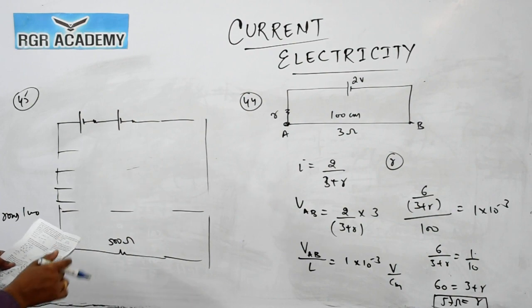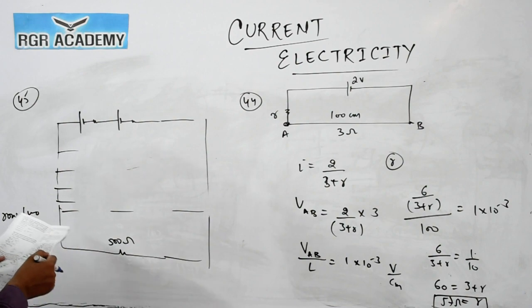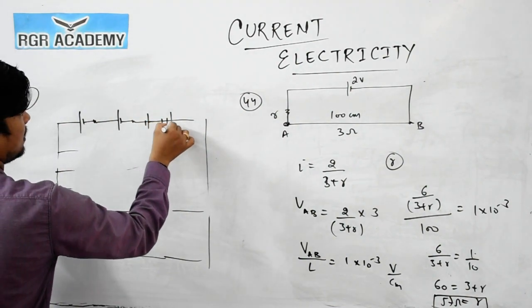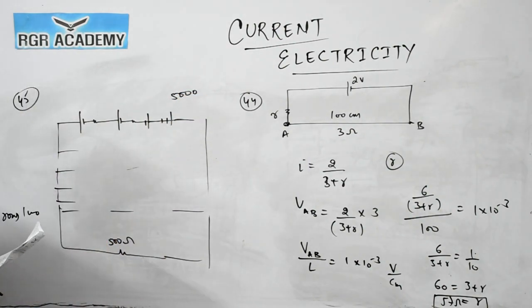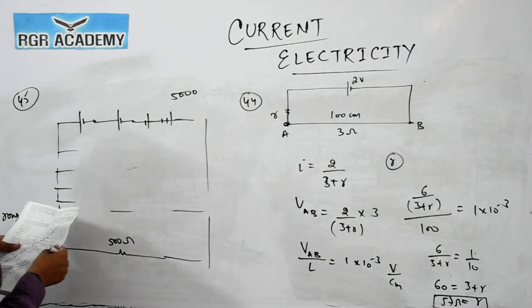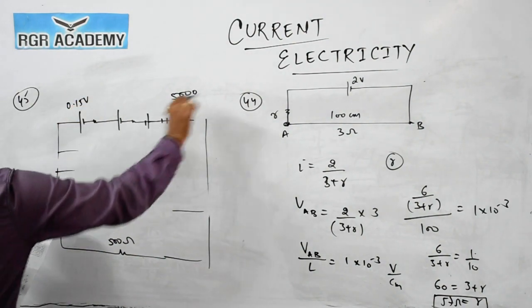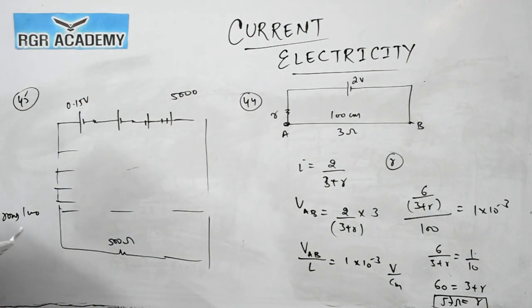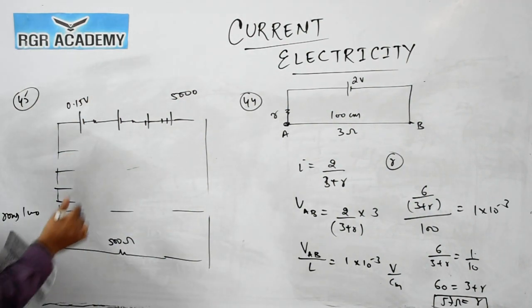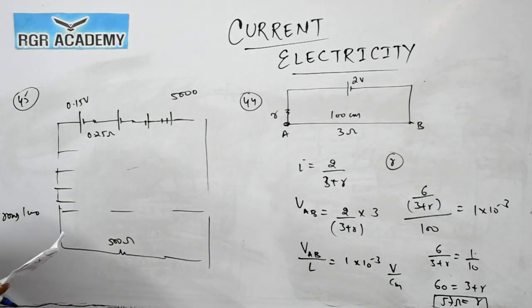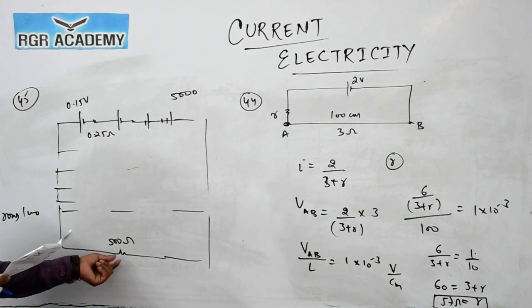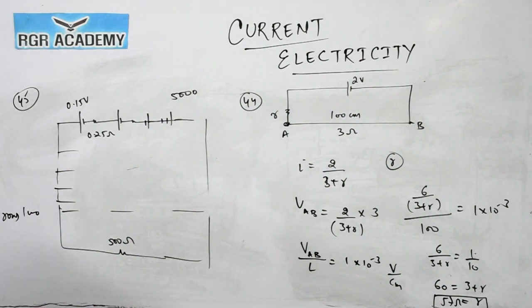Each row is containing 5,000 cells. So how many cells are given? 5,000 cells are given, okay. Each cell is having the EMF of 0.15 volt, and the internal resistance of 0.25 ohm. And this external resistance is given as 500 ohm. So they are asking the current that can be produced, okay. So current they are asking actually.